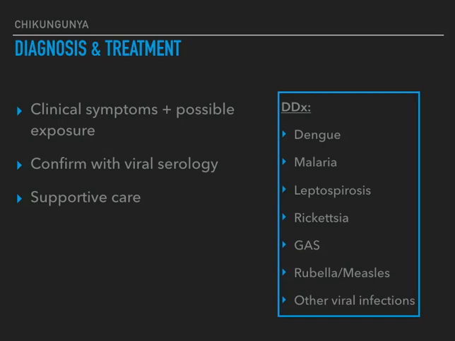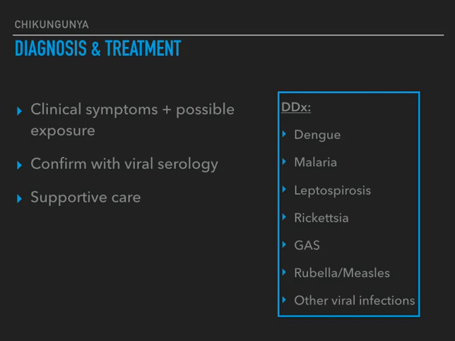The diagnosis is mostly made by clinical symptoms with a possible history of exposure, but you can confirm it with viral serology as needed, and the treatment really is only supportive care in this case. It's important to know that this is a reportable disease in the US and so likely in Canada as well. Make sure you're treating them with lots of fluids, NSAIDs for the pain and the fever. If they have persistent joint pain, they may need more long-term NSAID therapy or potentially steroids or physio.